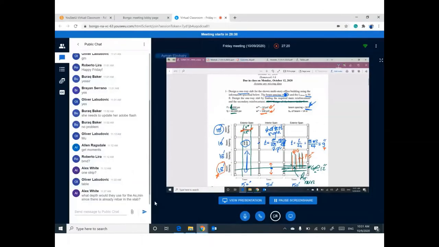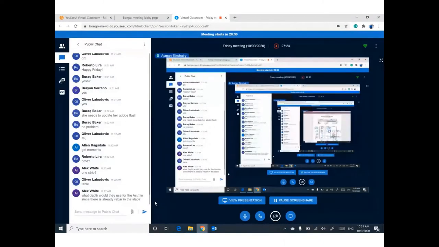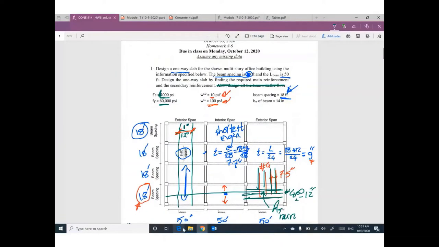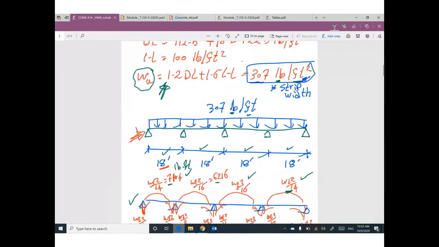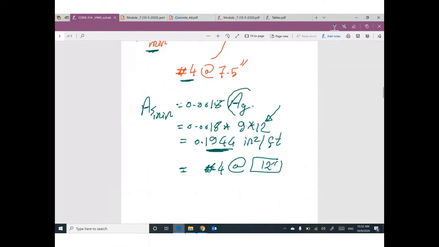What depth would they use for the area steel minimum? Alex, it's a good question, but if you open this module one more time, area steel minimum is a function of something called area gross. Area gross means the whole cross section of the strip, the total thickness times the width of this strip. So I used H equal 9 to check your area steel minimum. I used area gross, the total cross section, which is the total thickness times width.